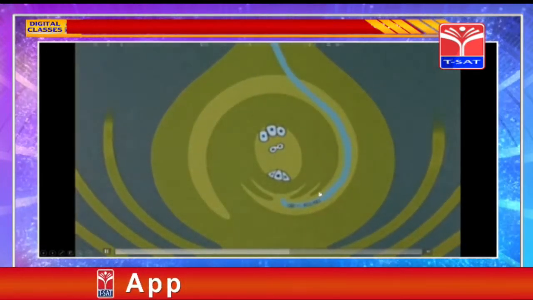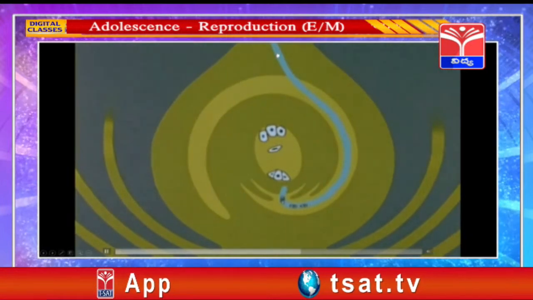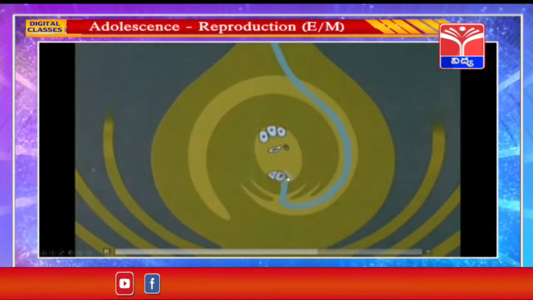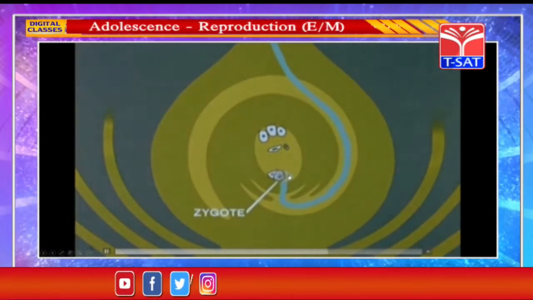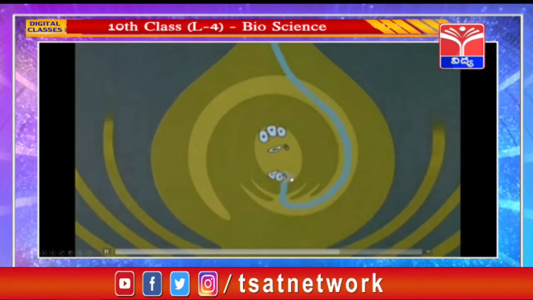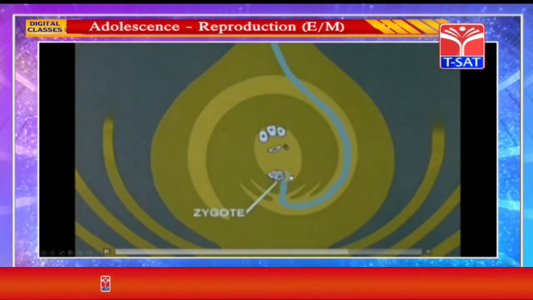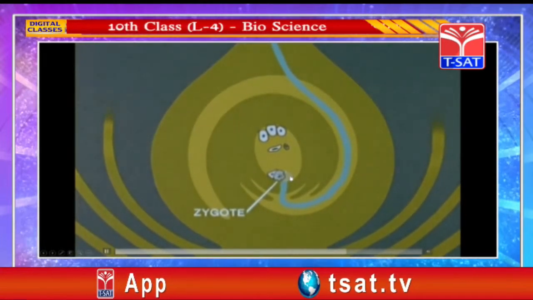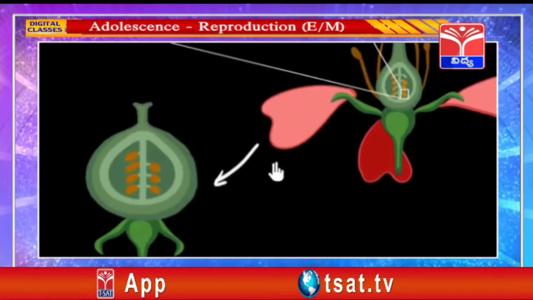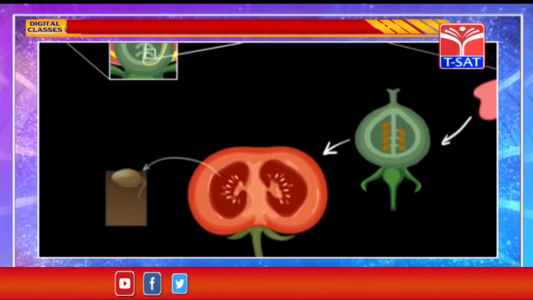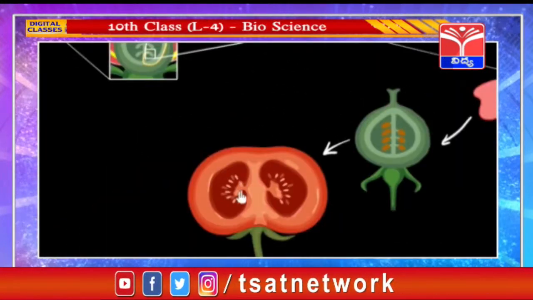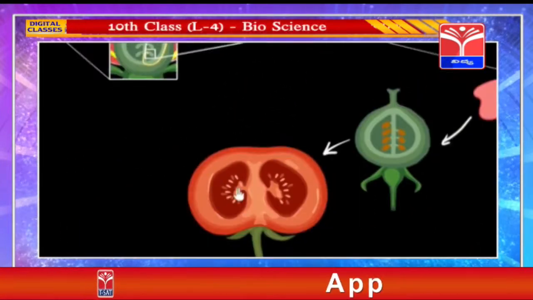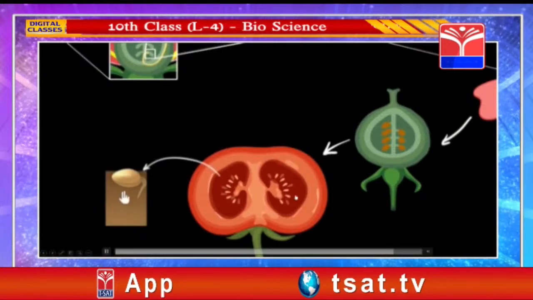gametes. These male gametes travel all the way from the stigma through the style to the ovary and reach the female gamete. So, here the male and female gametes fuse together to form a structure called a zygote. This process is called fertilization. After fertilization, usually ovaries develop into fruit. The entire process of pollination and formation of zygote is called sexual reproduction.